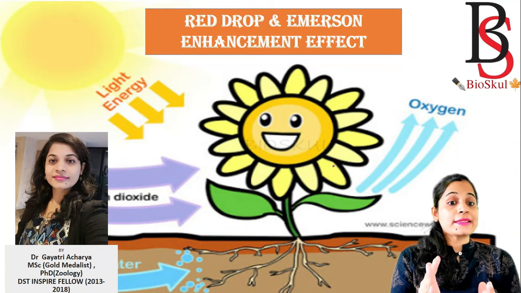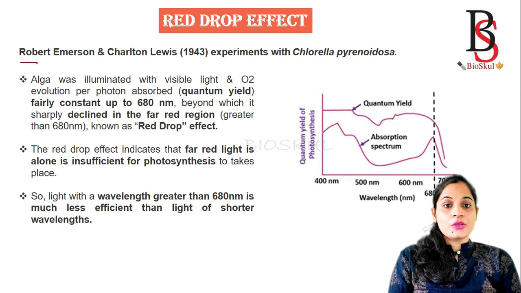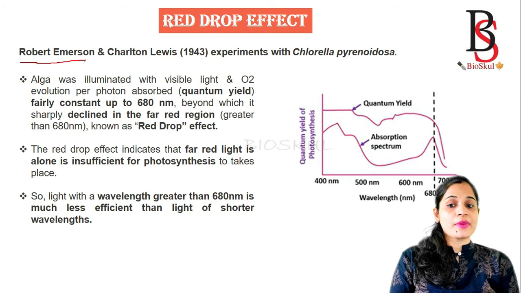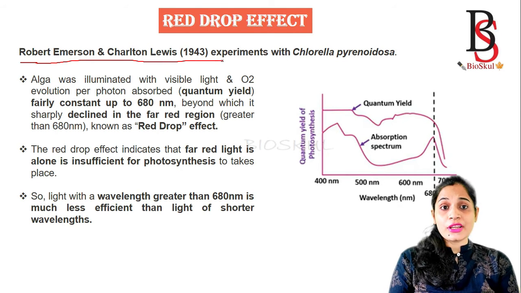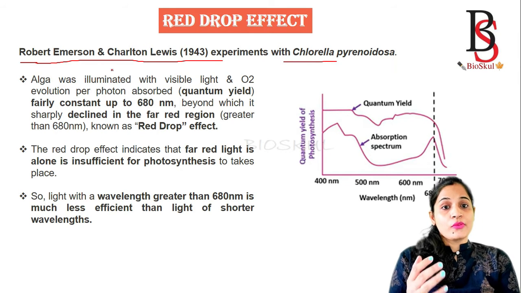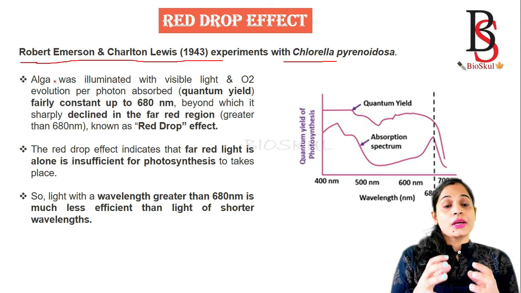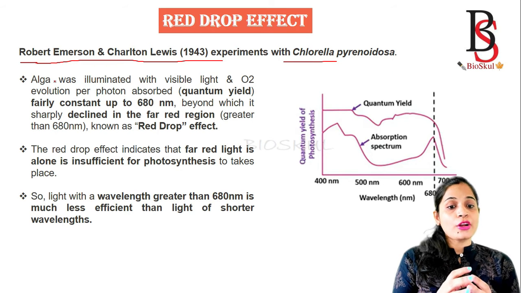So let's know what is the red drop and what is the Emerson enhancement effect. The red drop and Emerson enhancement effect was discovered by two scientists, Robert Emerson and Charles Lewis, in the year 1943. For their experiment they had taken the green algae Chlorella, and what they did first was illuminate the algae with a monochromatic beam of light, that is, a single wavelength of light, and measure the quantum yield of photosynthesis.